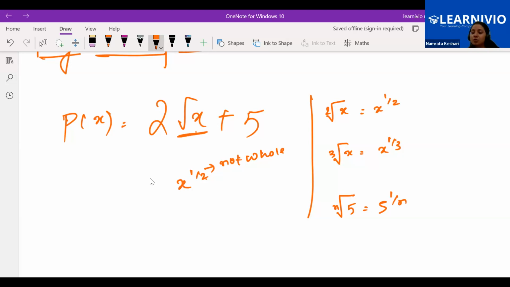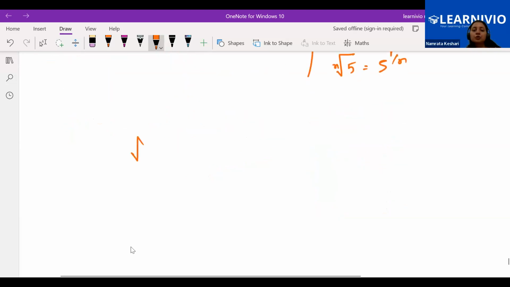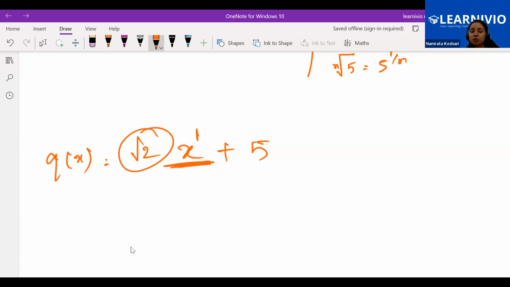Now suppose I write root 2x plus 5 qx is equals to. Is it a polynomial? Yes, ma'am. Yes, it's a polynomial, because again I would repeat, the criteria is the exponent of the variable has to be a whole number. Here the variable is x and its exponent is 1. Is that a whole number? Yeah, that's a whole number. So is it a polynomial? Yes, it's a polynomial.